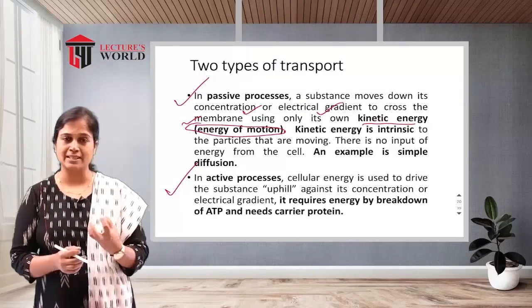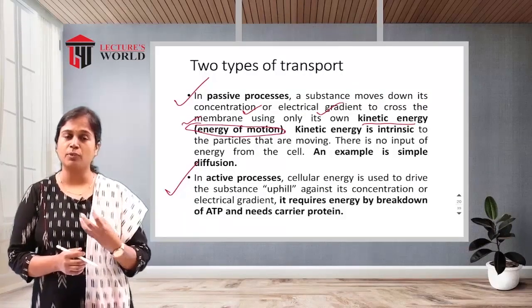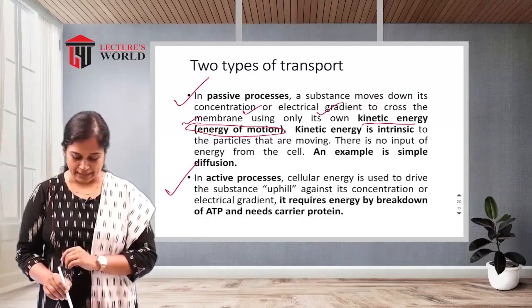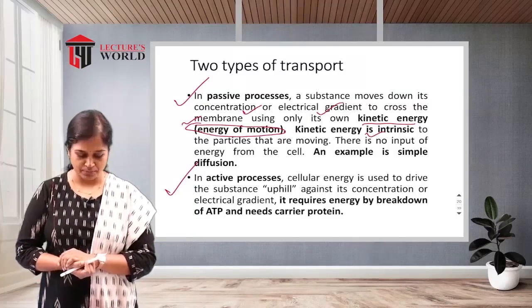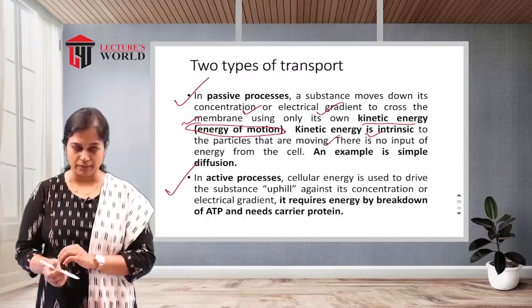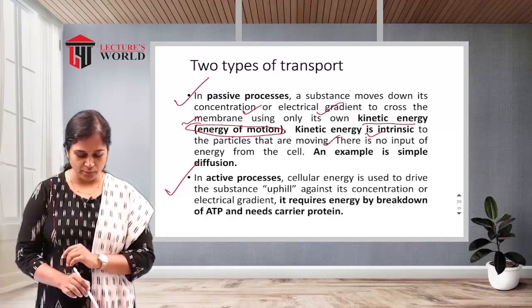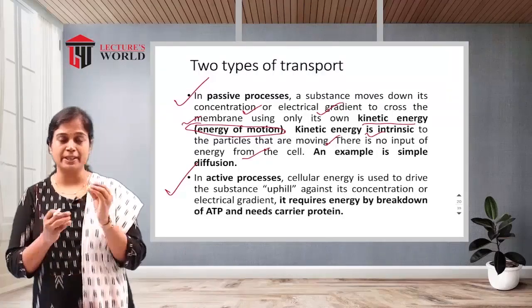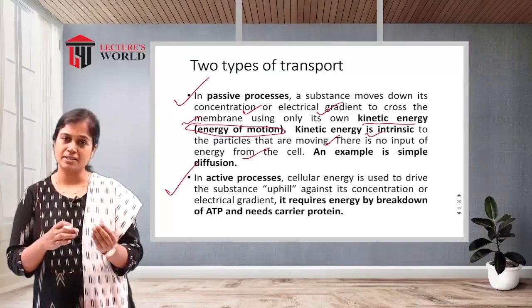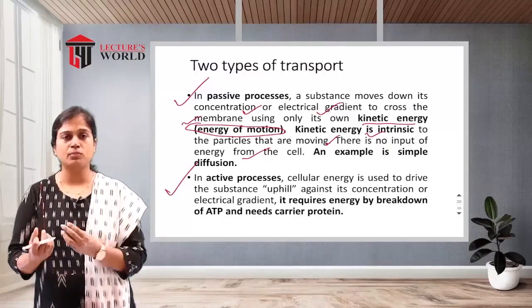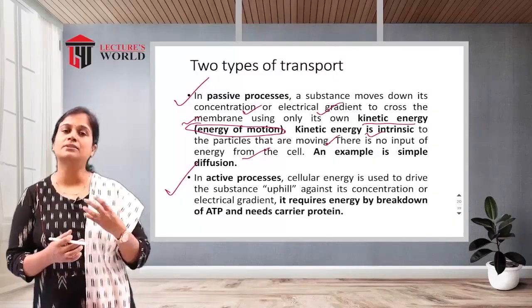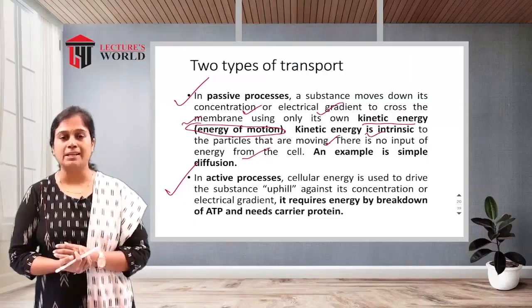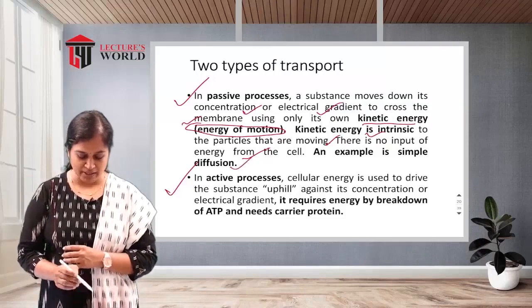The movement of molecules produces energy, and that is called kinetic energy. The kinetic energy is intrinsic to the particles that are moving, and there is no input of energy from the cells. So the molecules which are moving produce the energy, and with that energy they can cross or move, and no other support or energy needs to be given by the cell. An example of passive transport is simple diffusion.